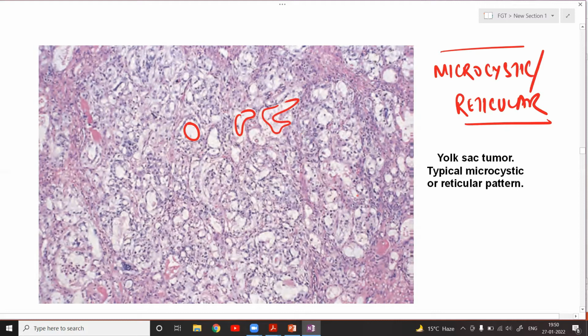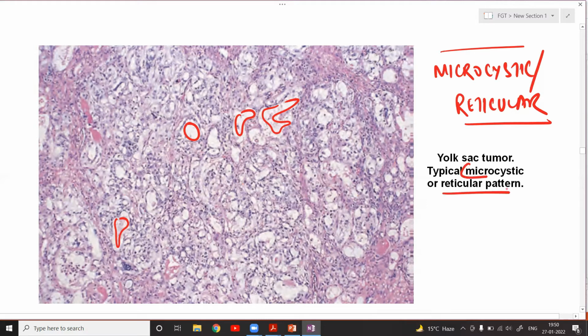So usually you will never encounter a yolk sac tumor in isolation. You will always see yolk sac tumor or embryonal carcinoma as a part of a mixed germ cell tumor. So in a mixed germ cell tumor, you will suddenly see an area which is quite haphazard, which is quite clear, and you can see multiple spaces like this. Once you encounter this space, you think that this is the yolk sac component. So this is the most commonly encountered microcystic or reticular pattern.